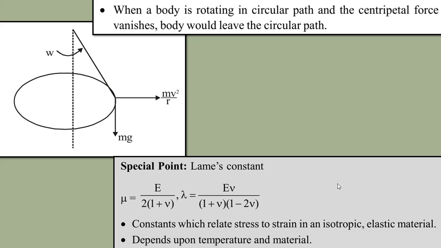Lamé's constant. So what is Lamé's constant? Mu is equal to E divided by 2 into (1 plus v). Therefore lambda is equal to E v divided by (1 plus v) into (1 minus 2v). These are constants which relate stress to strain in an isotropic elastic material. Lamé's constant depends upon temperature and material.